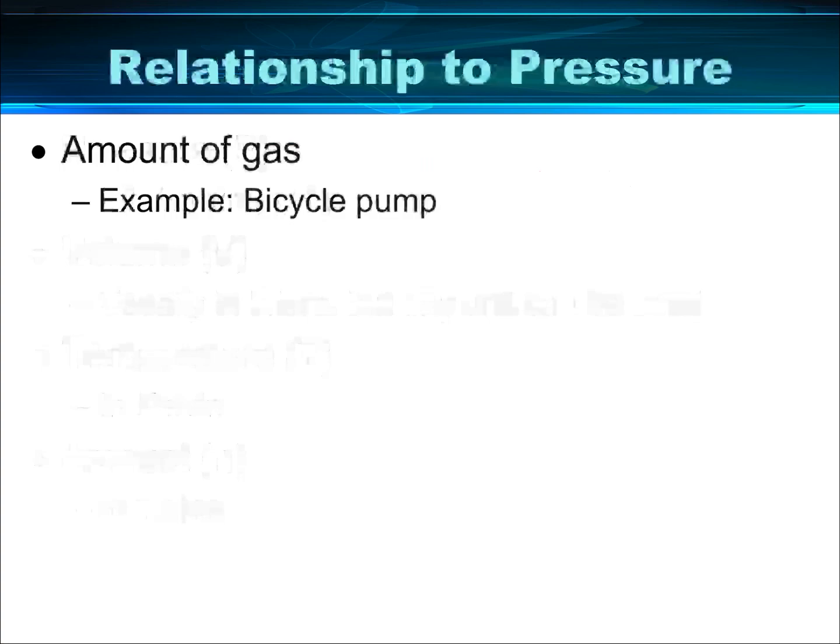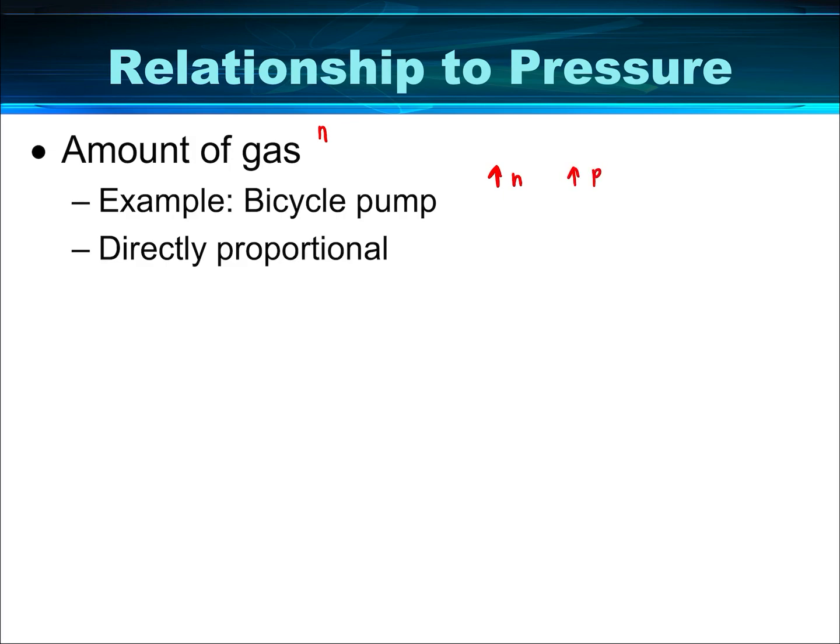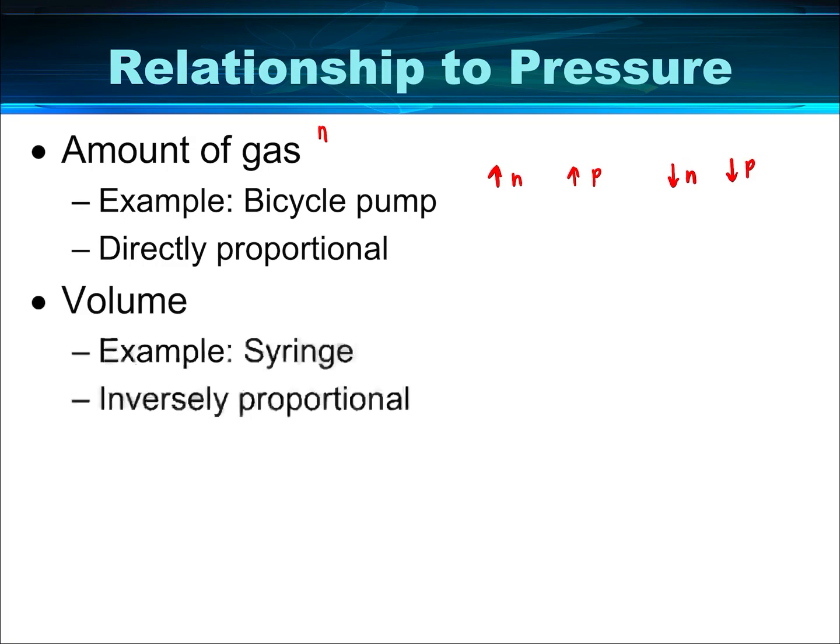So, in relationship to pressure, let's look at the other variables. The amount of the gas, which is our n. Let's think about a bicycle pump. If we are using a bicycle pump to pump up a tire, as we increase the number of moles of gas that we put into the tire, we are increasing the pressure. And again, if we let the air out of the tire, as we decrease the number of moles of air in the tire, we are decreasing the pressure. Those are directly proportional. When one goes up, the other one goes up. When one goes down, the other one goes down.